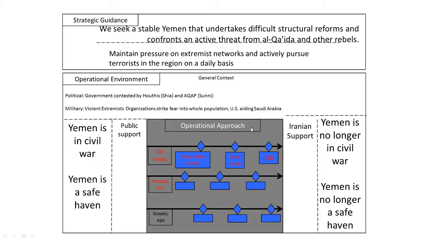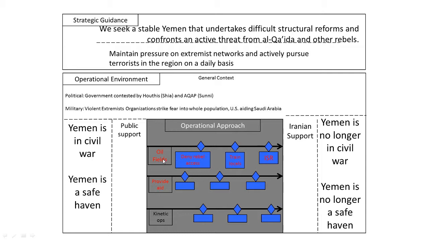So, moving on now to the actual operational approach. This is where the rubber meets the road. What are you actually going to be doing? The first thing you have, these black lines where I have oil fields, provide aid, and kinetic ops, are called lines of effort. These are basically the three things you're going to do in order to protect your COG, take out the enemy COG, and achieve your desired conditions.